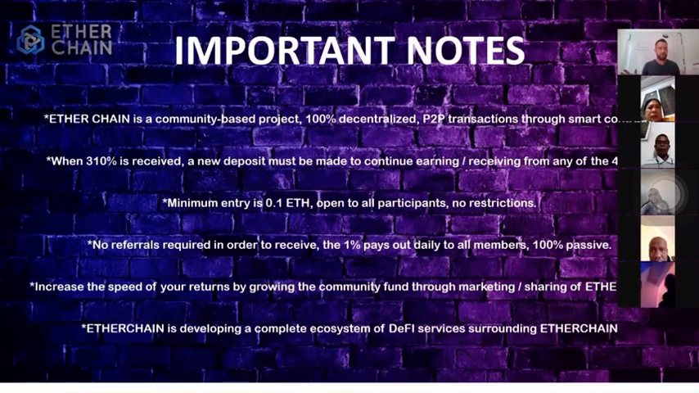Now, everybody can receive 310%. This is the most fair, just, and equal fund you will ever find. Everyone receives 1%. Everyone receives 310. When the 310 is received, you can make a new deposit to continue to receive from any of these 4 ways. The minimum entry is 0.1 Ethereum.